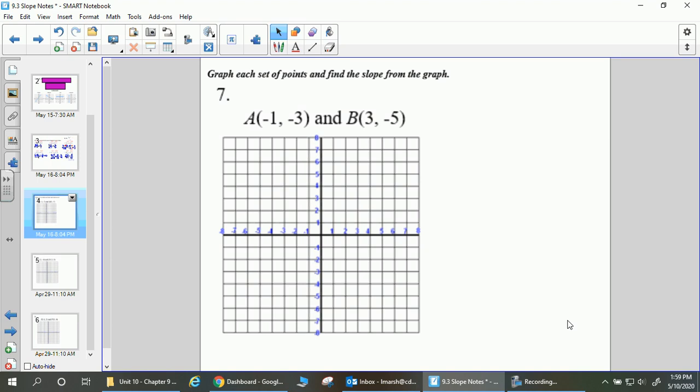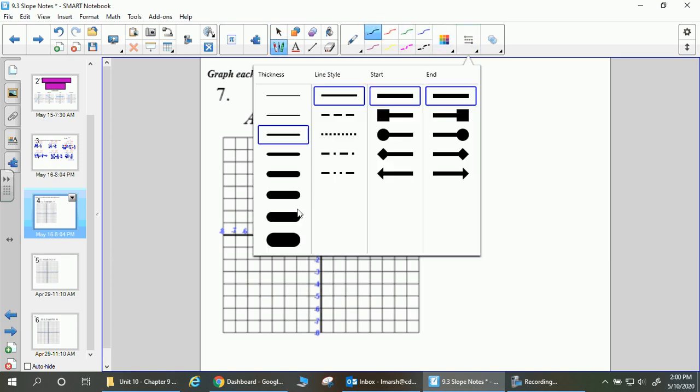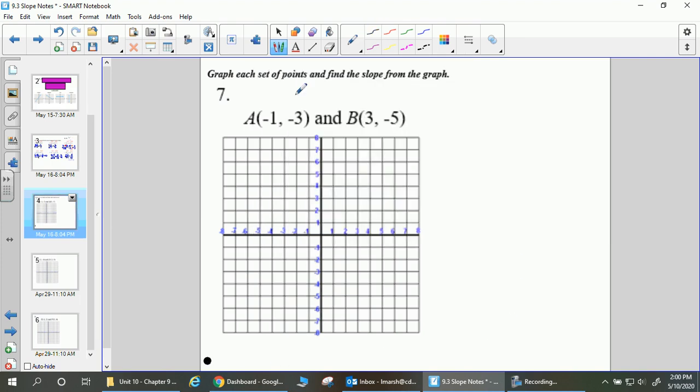Okay, so they've given me 2 points. I'm going to put those 2 points on my graph. Sometimes they'll give you the points on the graph to start, and sometimes they'll have you put them on. It just sort of depends. So I'm going to go on here, -1 on the X, -3 on the Y. There's my point. +3 on the X, -5 on the Y.